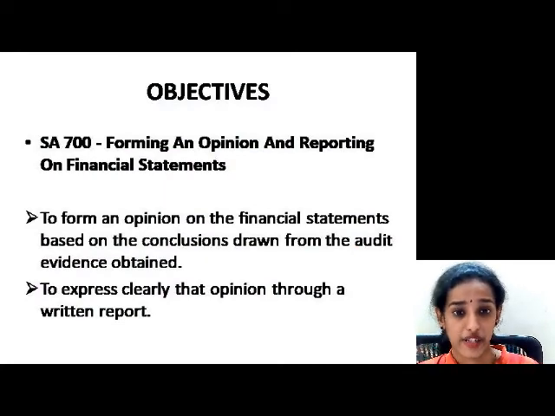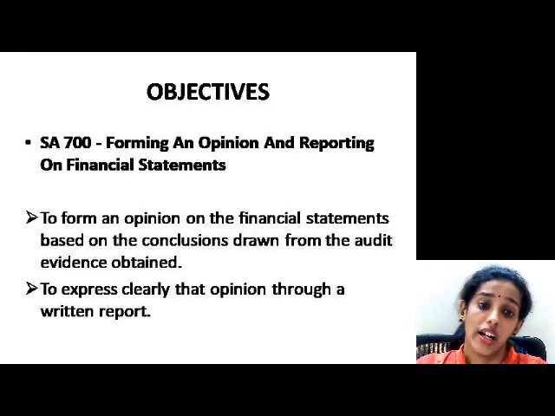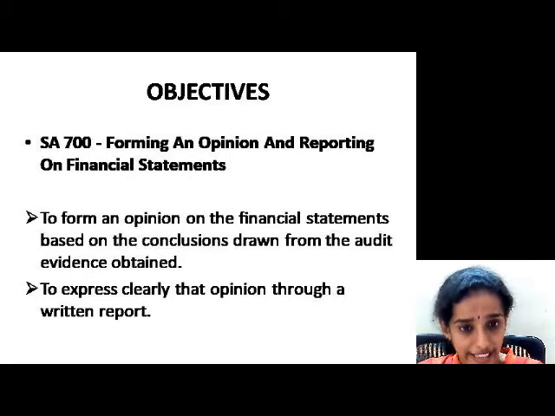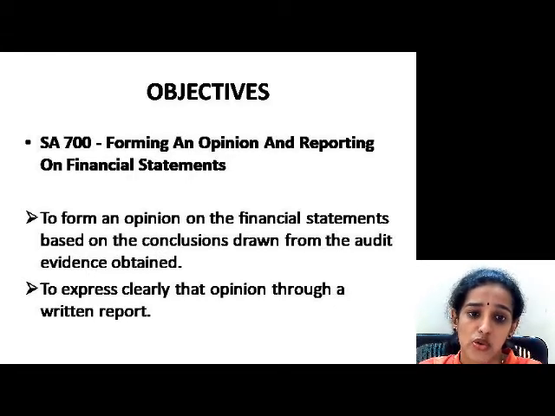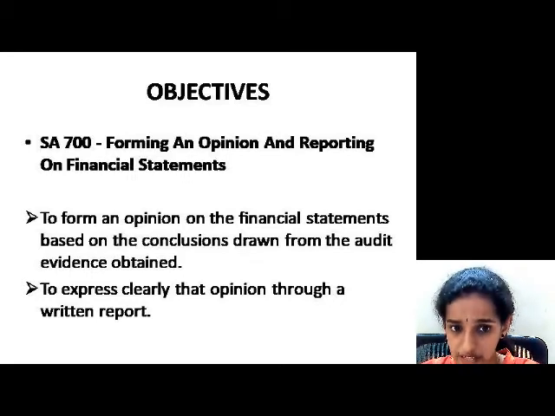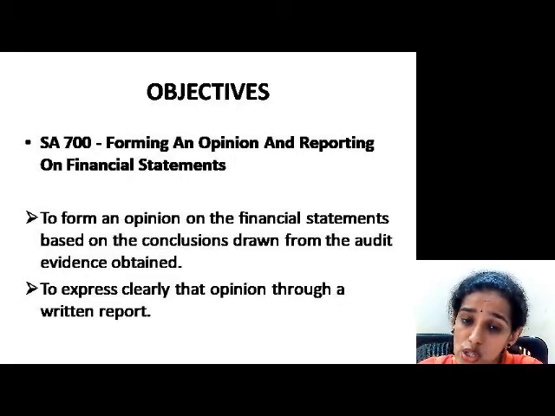So SA 700, firstly the objectives. What are the objectives of the particular audit report? Now, as I told you, SA 700, the name of the standard is forming an opinion and reporting on financial statements. So the basic objective is what? With respect to an auditor, the main objective is to form an opinion on the particular financial statements based on the conclusions the auditor has arrived at, and how he has to communicate that audit report or the findings through a written report to the management.